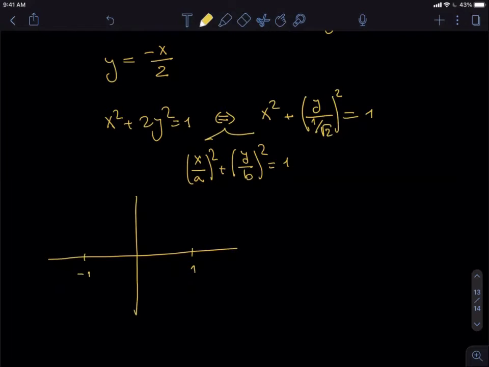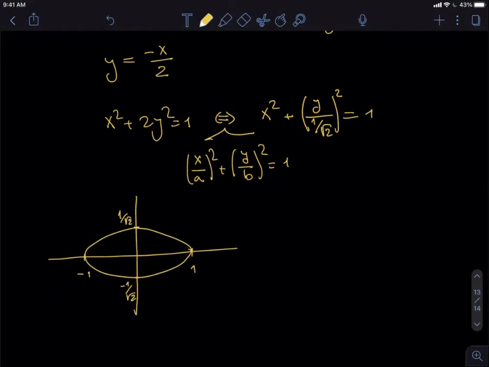So I have something that is smaller than 1. So let's, without being too precise, just draw it like this, and that will do.